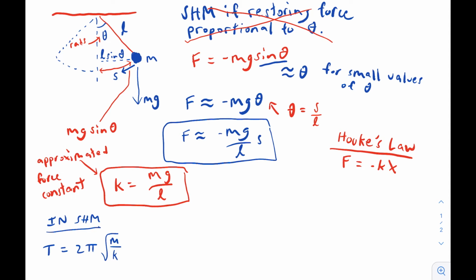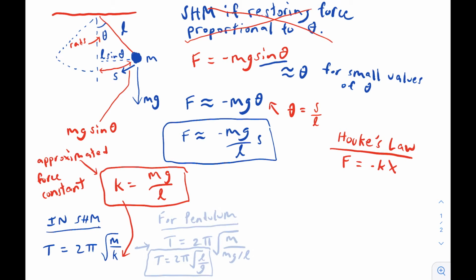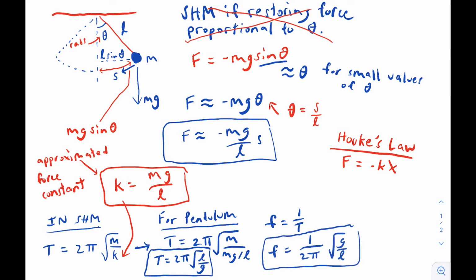Substituting in the force constant that we approximated and simplifying, we can find that the period for a pendulum is equal to 2 pi multiplied by the square root of the length of the string divided by the acceleration due to gravity. Because the frequency is just the reciprocal of the period, we can also find that the frequency is equal to 1 over 2 pi multiplied by the square root of the acceleration due to gravity divided by the length of the string. We now have two useful equations for describing the motion of a pendulum. Keep in mind that these are still approximations and they'll be most accurate when theta is smaller.